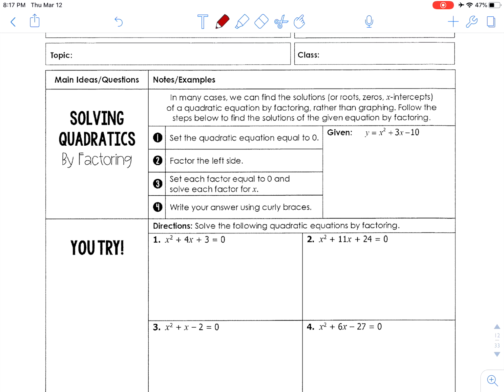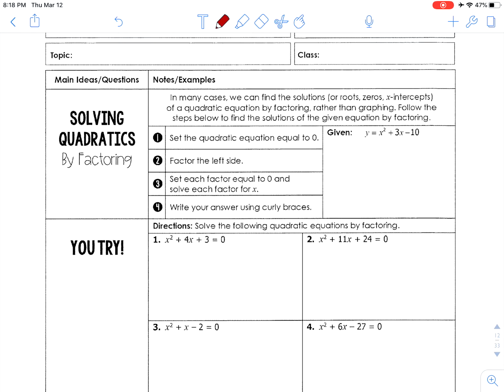All right, so yesterday we took a look at roots of quadratics. And again, a quick recap there. Roots of a quadratic are the same thing as solutions or zeros and are also x-intercepts if we think of it graphically. Today we're going to look at another way to solve quadratics, and that method is going to be by factoring.